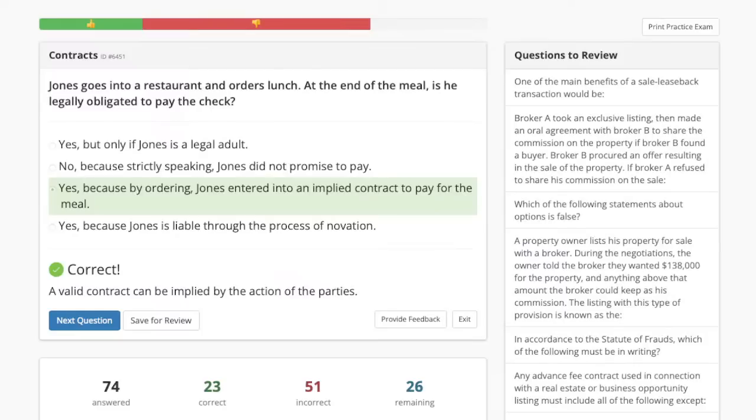What does the word novation mean? What does nova mean? Nova is Latin for new. It's a new part of a contract.